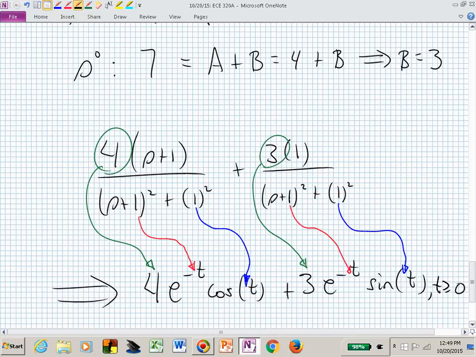t greater than or equal to 0. This is not happening for all time. We're doing the one-sided Laplace transform. Was that the question?